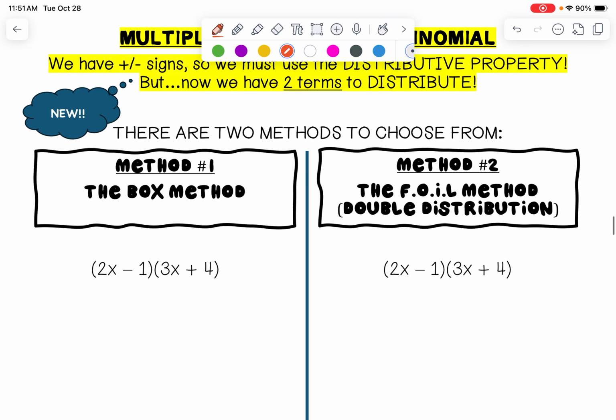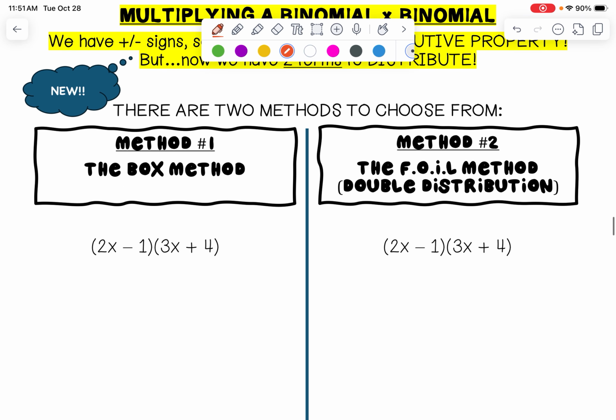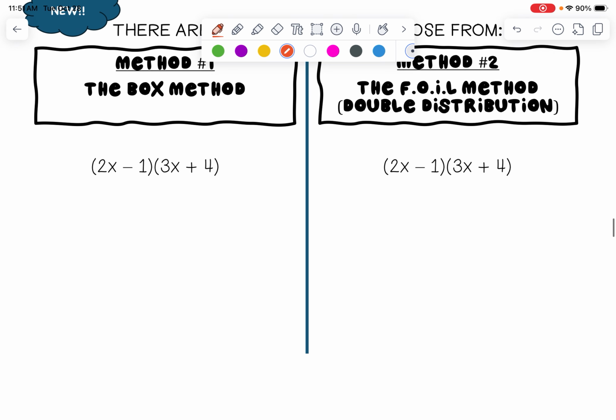So there's 2 methods to multiply a binomial times another binomial. Now I'm going to show you both with the exact same problem. Notice this is the same as this. So I'm going to do the same problem 2 different ways. And then I just want you to choose, right? Which one do you think works best for you? Okay. So there's pros and cons to both. So whichever one, like I said, resonates with you is the one I want you to use.